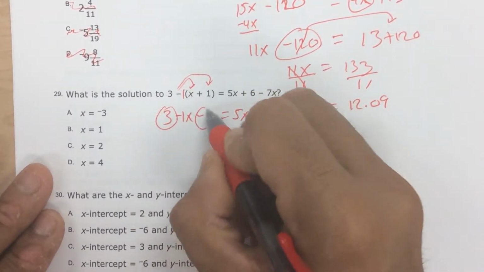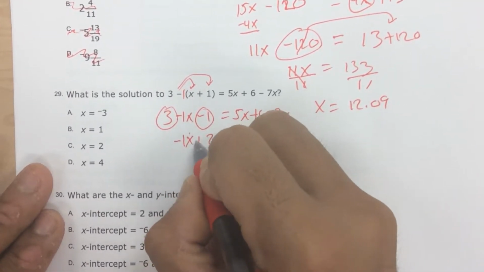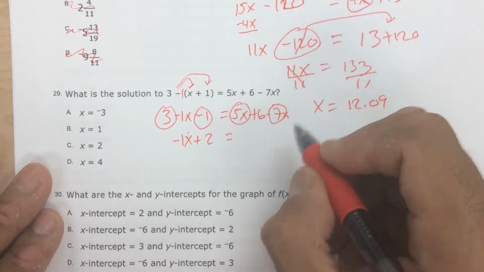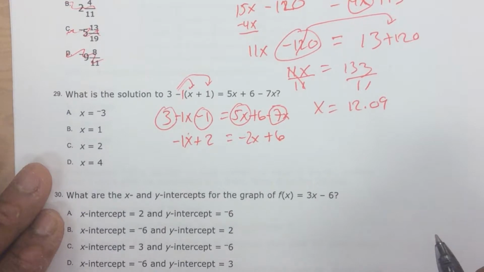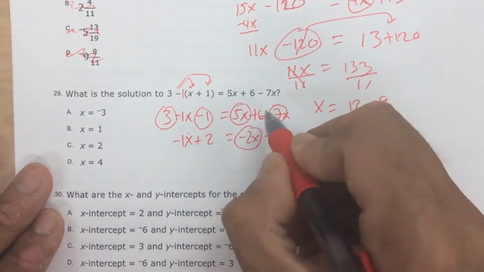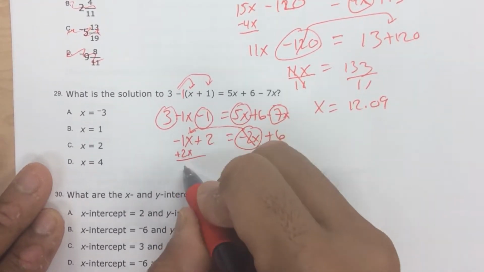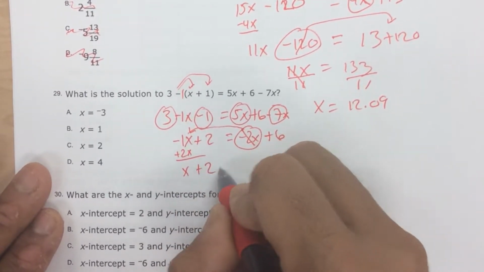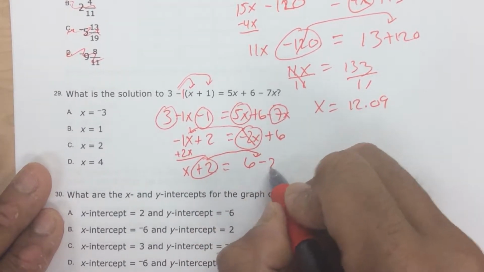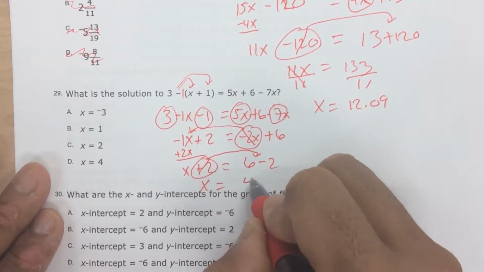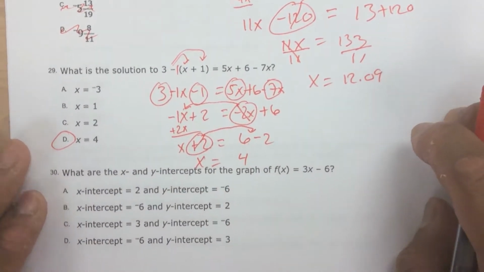Then I will start off by combining like terms. So 3 minus 1 is 2. Then bring down your negative 1x. Then 5x minus 7x is negative 2x plus 6. Now I'm going to move the minus 2x to become a plus 2x. So negative 1x plus 2x is just x, plus 2 equals 6. Then plus 2, the opposite will be minus 2, so x equals 4, because 6 minus 2 is 4. So the answer is D.